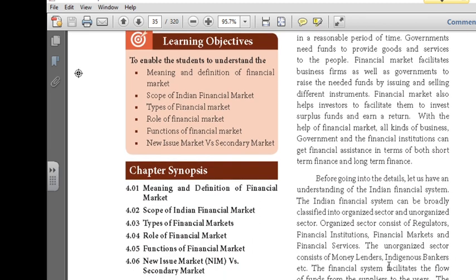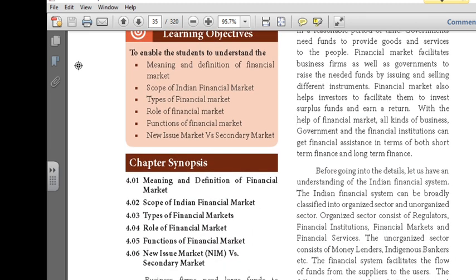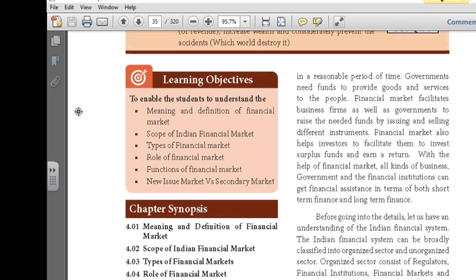So let us learn the meaning now. Business firms need large funds to undertake a desired project, and accumulation of these funds may take a reasonable period of time. For this purpose, governments also need funds, and the financial market facilitates firms as well as the government to raise the needed funds by issuing and selling different instruments. It also helps the investors to invest surplus funds to earn a return.